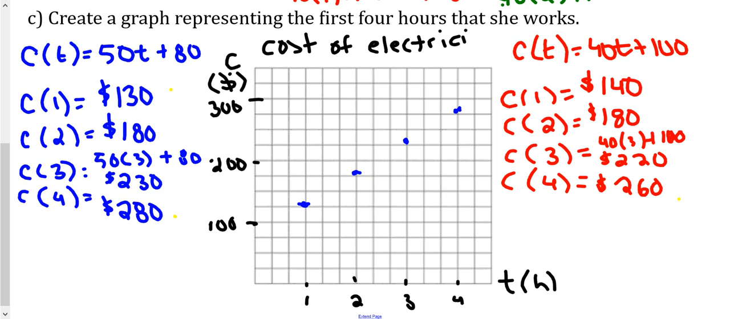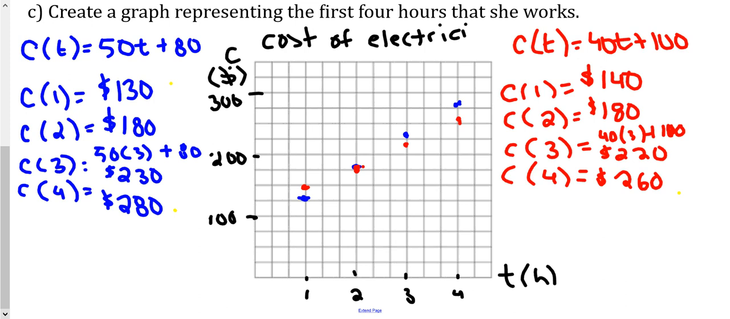Looking at our red graph, the first one I'm at 140, so I'm a little bit higher up, a little more expensive. Then after 2 hours, I tie for 180. After 3 hours, I'm at 225. And after 4 hours, I'm at 260. So again, it makes a straight line, but doesn't actually rise quite as quick, right? Our slope is less for the second graph.